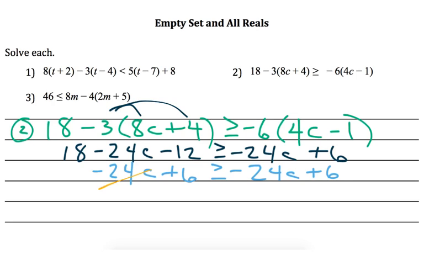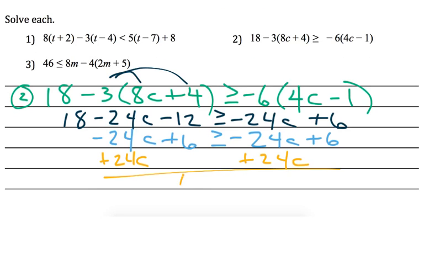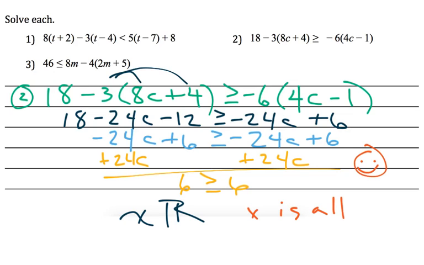If you feel comfortable, cross it out. If not, let's add 24C to both sides. And then I'll get 6 is greater than or equal to 6. Well, that's an or statement. It's not like it has to be and. Well, 6 can be equal to 6. We're good here. So this would get the smiley face condition. So this would be x is a double struck R. That means it's all the real numbers. If you don't like that, you can write out x is all the real numbers.